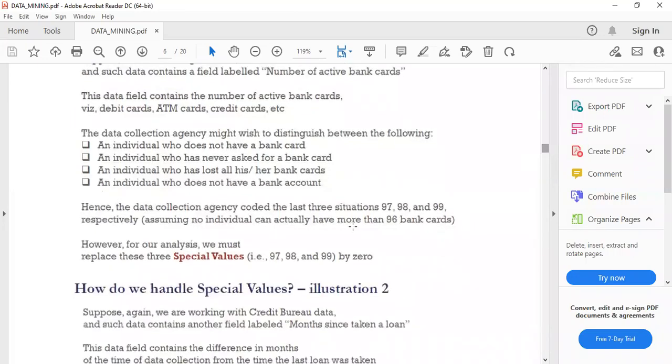So for our analysis, we must replace these three special values, that is 97, 98, and 99, by 0. Otherwise, it will give us wrong results. Because when you take these numbers into computation, it will give you values of your test statistic which may mislead to predict the population parameter. So you have to replace these special values by 0.